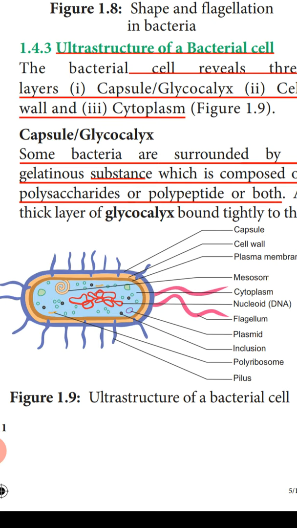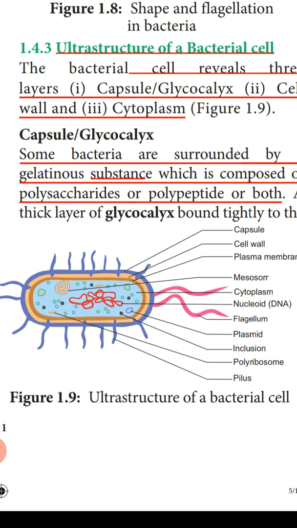Next, you can find the pili. Pili are shorter than the flagella. They are the means of attachment. Pili are meant for attachment with another bacterium. So this is the structure of the bacterial cell. Now let's study each part of the bacterial cell in detail. First, let's study the capsule.